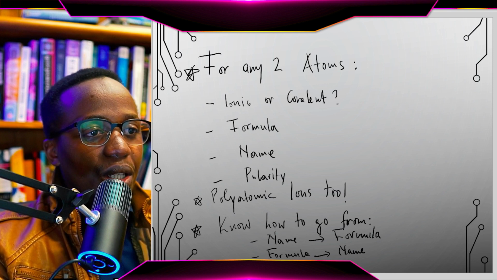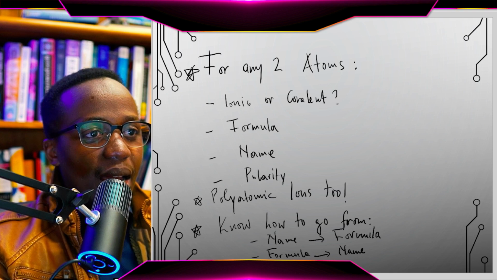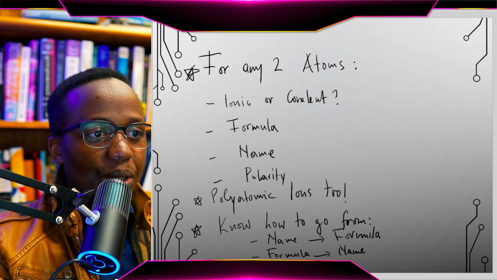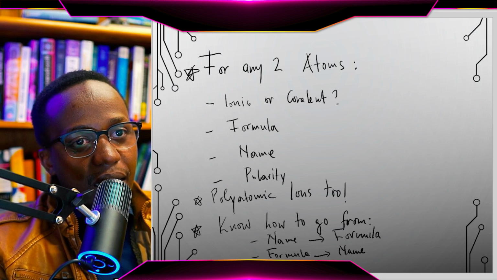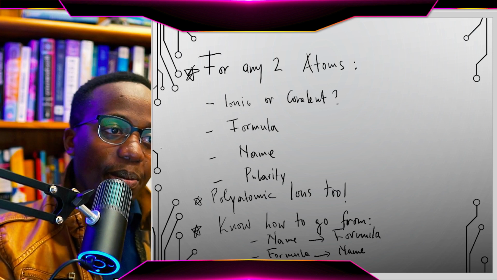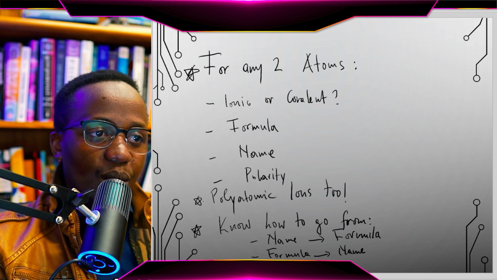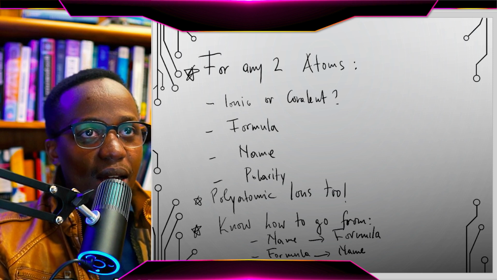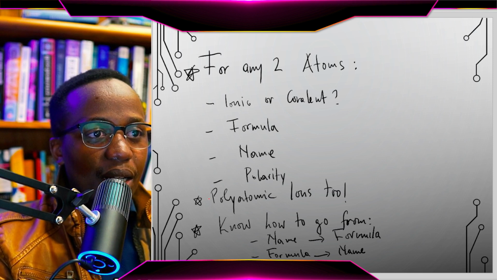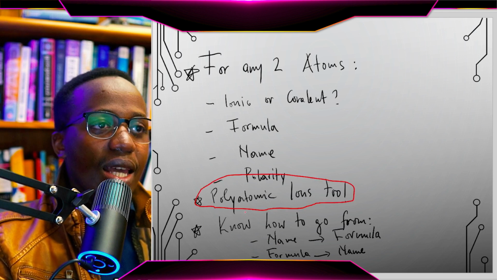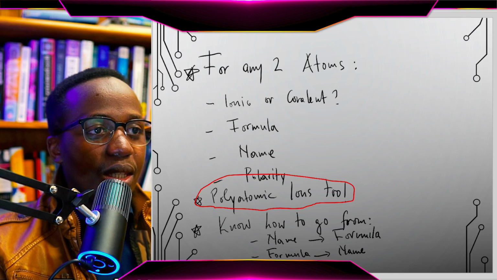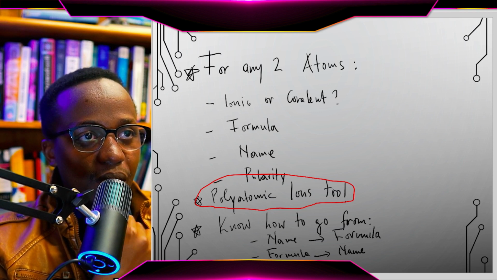And again, when given a formula to get a name, you use these rules that we've been looking at. But when given a name to give me a formula, again, you use the cross rule that we talked about. The only thing is, remember that in the cross rule, polyatomic ions count too. All right, so that's everything that you should be able to tell me from this video.